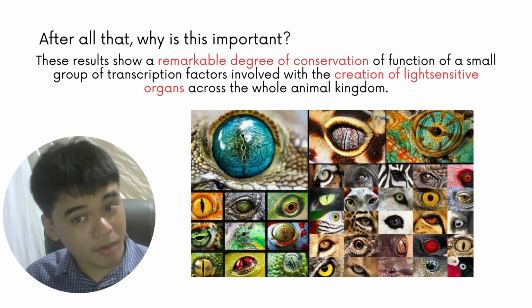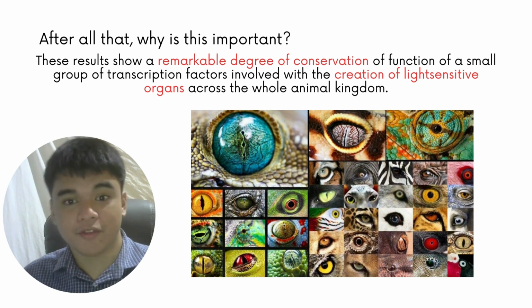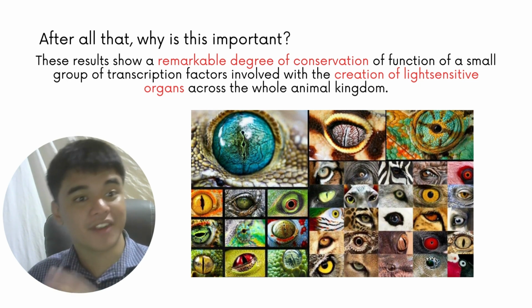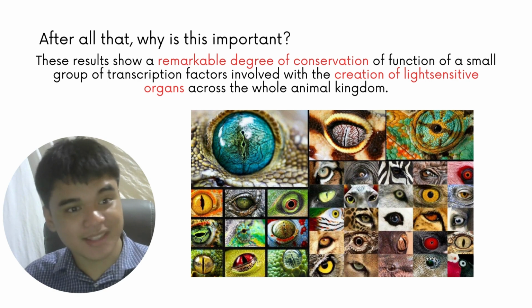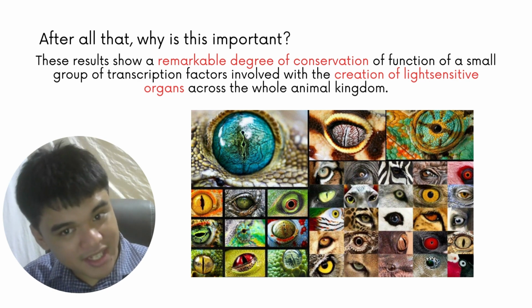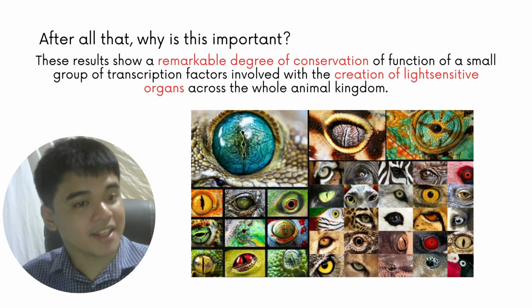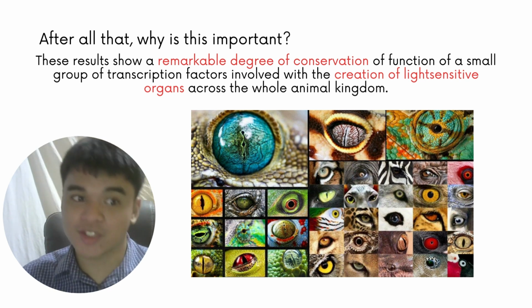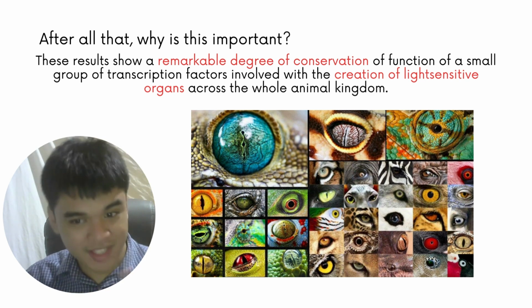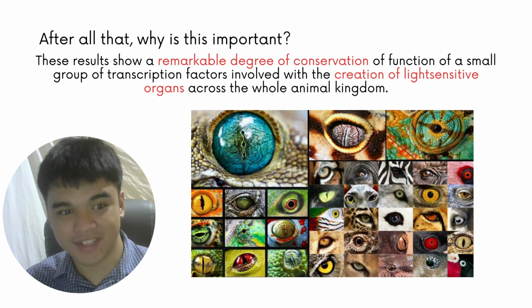It showed that there is a remarkable degree of conservation for a group translation factor for the creation of a light sensitive organ, aka the eye, which is apparently there for almost every animal in the animal kingdom. It's just that some of them lost the eye or chose to get rid of it. But most of the animals have an eye transcription factor, even the eyeless lizards.